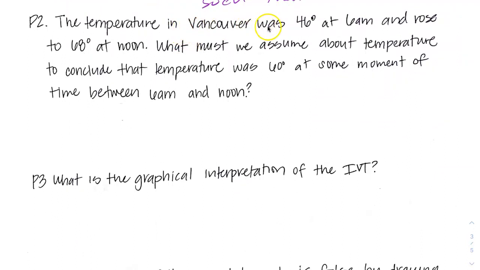Next one. The temperature in Vancouver was 46 degrees at 6 a.m. and rose to 68 at noon. What must we assume about the temperature to conclude that the temperature was 60 at some point between 6 a.m. and noon? Well, if it went from 46 to 68, how do we know that it must have been 60 at some point? Well, this is IVT. Temperature must be continuous. There are no jumps. You can't go from 70 to automatically 90. You have to go through all the values between. So we must assume temperature is continuous.